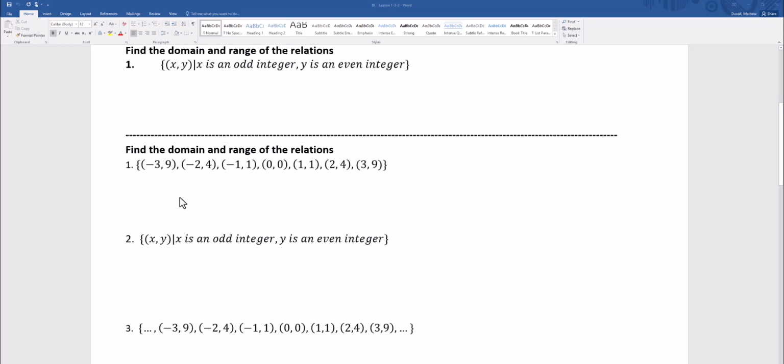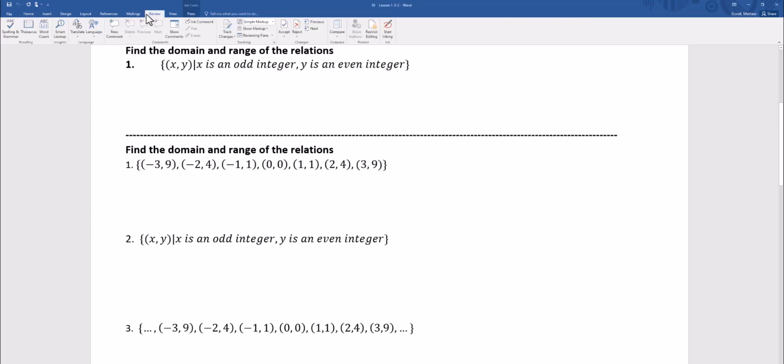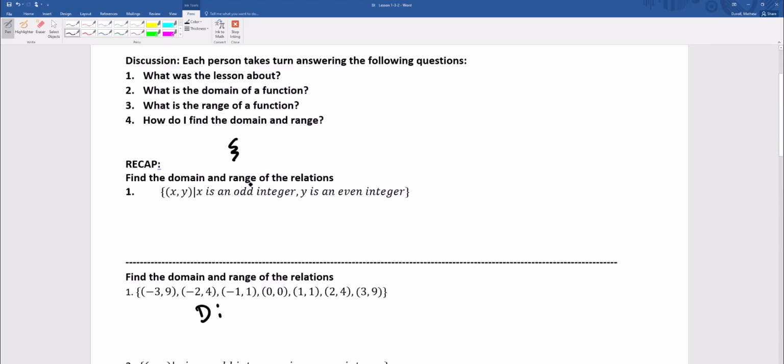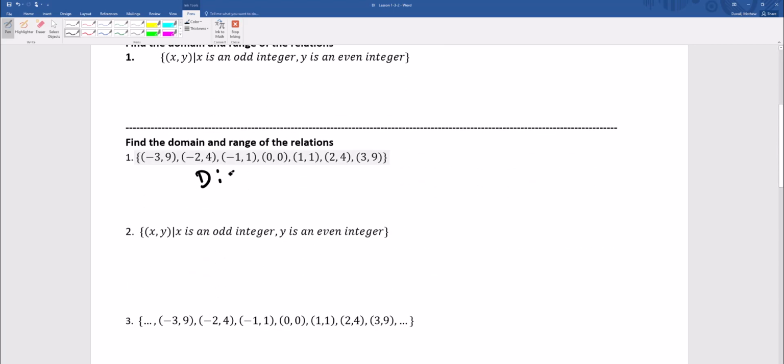All right, finding the domain and range of the relation. So remember, when we find the domain, it's going to be the x values. Because it's just a list here, we're just going to list them. So domain, we just list. The range is just going to be the y values, and so we list them.